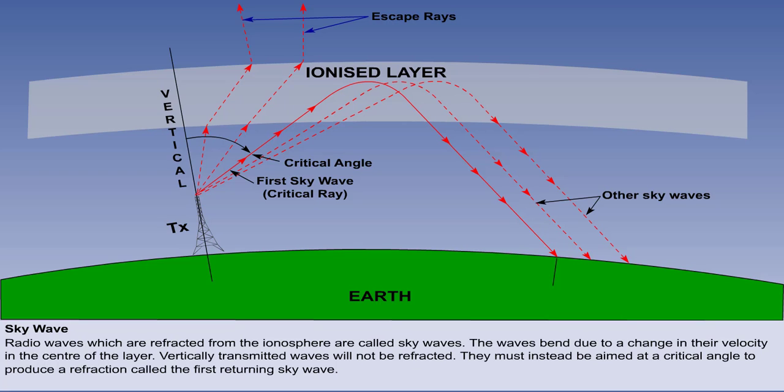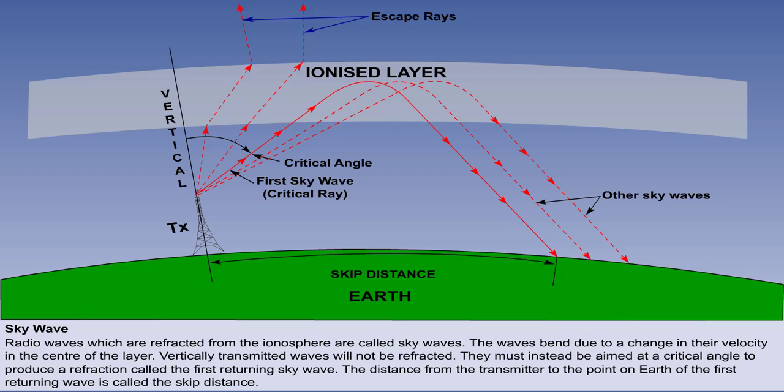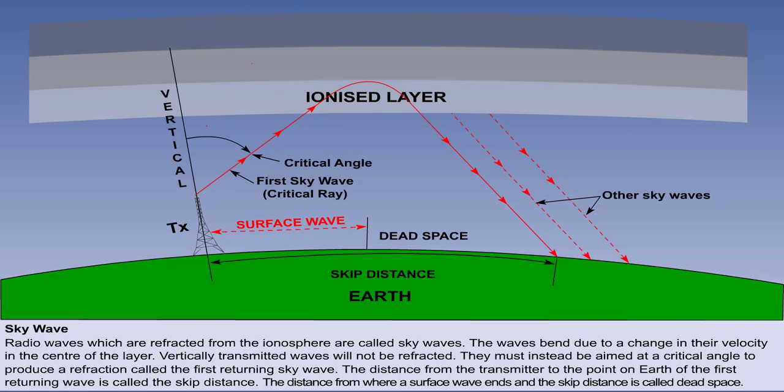But there will be many returning skywaves because radio waves fan out from the transmitter and they will reach the ionosphere at different places, and therefore they will return to Earth in different places. The distance from the transmitter to the point where the first returning wave comes back to Earth is called the skip distance. There is one other term that has to be known, and that is dead space.